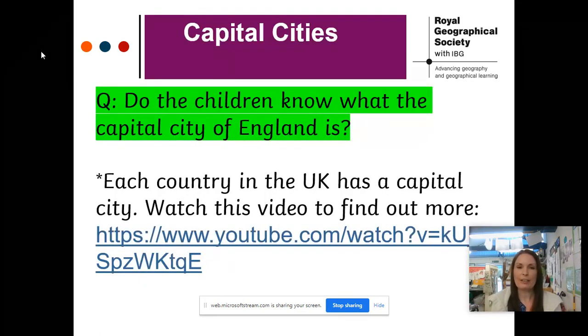We're going to start thinking about capital cities. Now, do you know what the capital city of England is? Have a little think. Have you ever been to that capital city? If you did, what did you do there? What did you see?